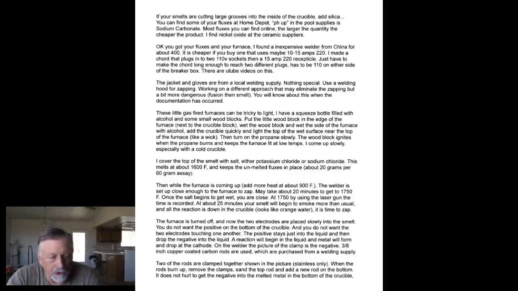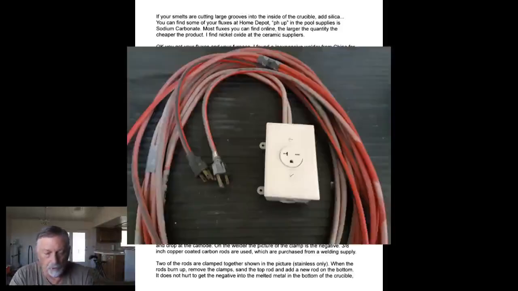Okay, you got your fluxes in your furnace. I found an inexpensive welder from China for about $400. It's cheaper if you buy one that uses maybe 10 to 15 amps at 220. I made a cord that plugs into two 110 sockets and then a 15 amp 220 receptacle. So these two 110 cords go into one box and then a 15 amp 220 receptacle.